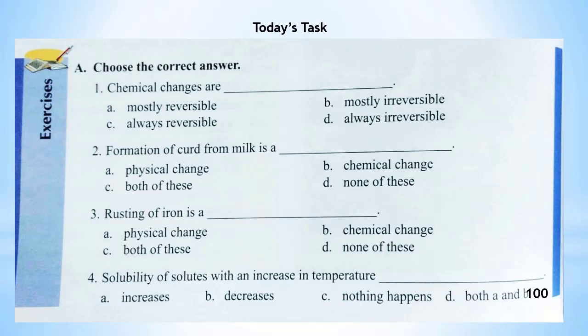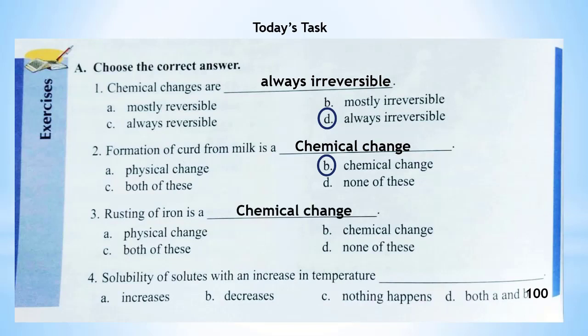Choose the correct answers. Number 1, chemical changes are A, mostly reversible, B, mostly irreversible, C, always reversible, D, always irreversible. So what's the answer? It's D, always irreversible. Number 2, formation of curd from milk is a dash. It is a physical change, chemical change, both of these or none of these. It's a chemical change. Number 3, rusting of iron is a dash. Is it a physical change, chemical change, both of these or none of these?